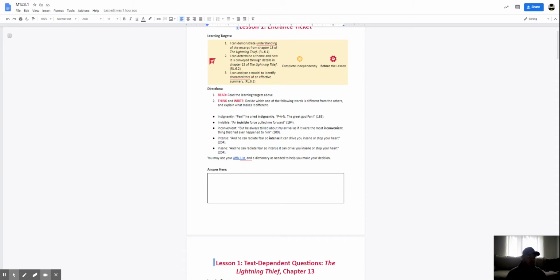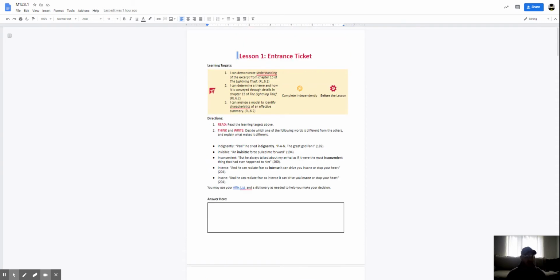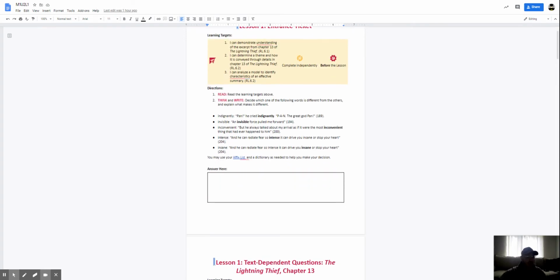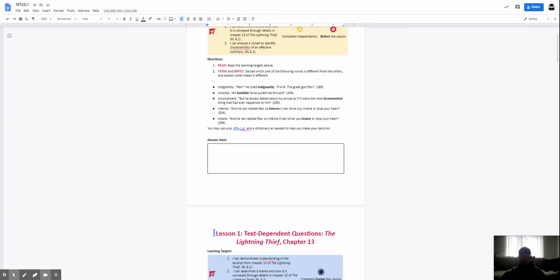Now, the entrance ticket's very simple, but you have to have read Chapter 13. So if you haven't read Chapter 13, go read that. And then you're going to answer these questions just like we've always been doing. You take a word, and then you determine the meaning either by Googling the definition or figuring it out with context. We have been looking at a lot of words recently. All of these words start with in: indignantly, inconvenient, intense, insane. And so you're going to have to figure that out.